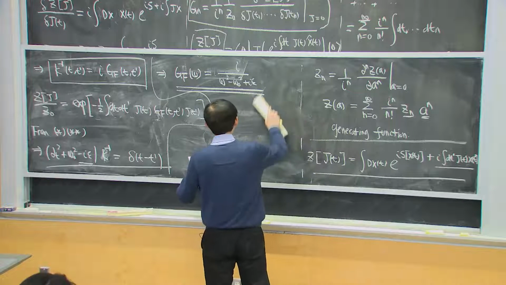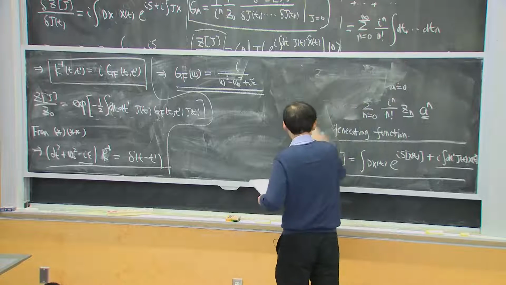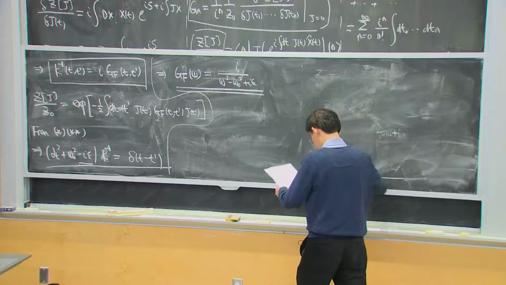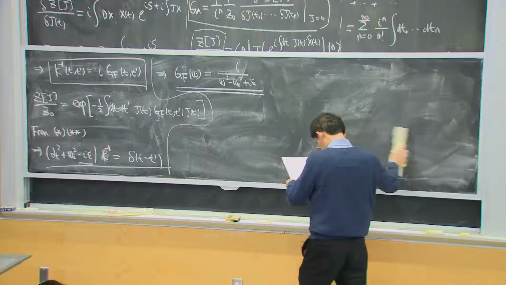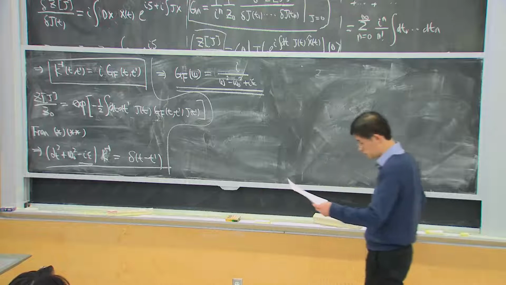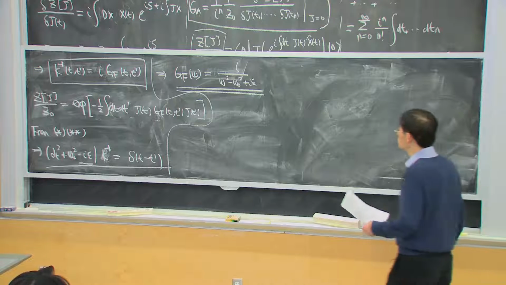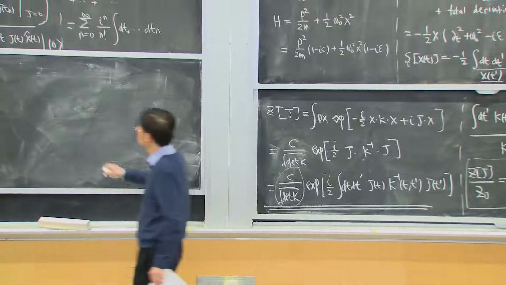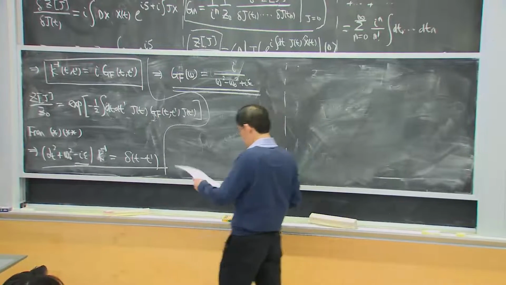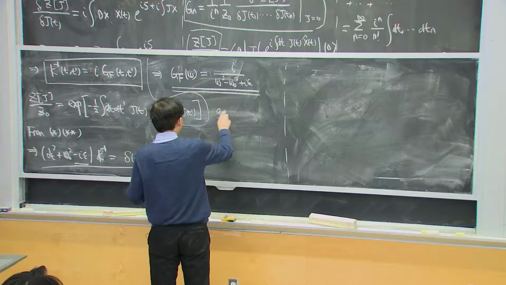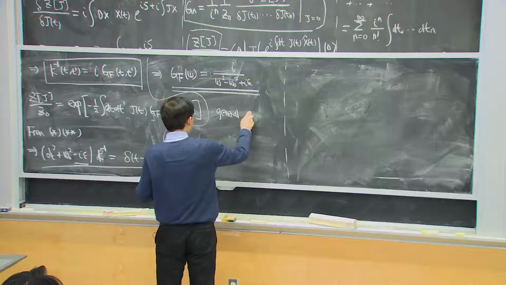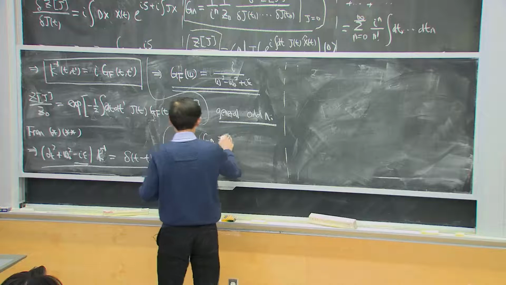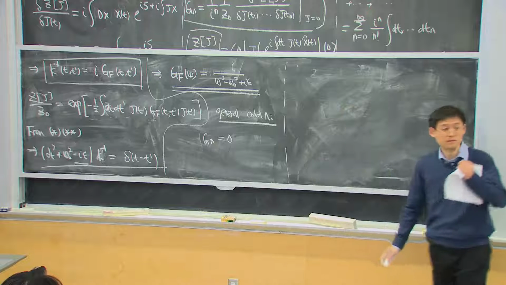So now we can try to find n-point functions. Now we can work out all n-point functions. You can immediately conclude, from the way we did the one-point function, that for general odd n, G_n is always 0.